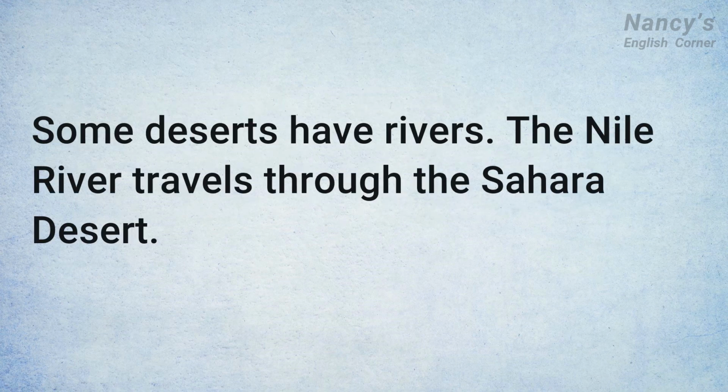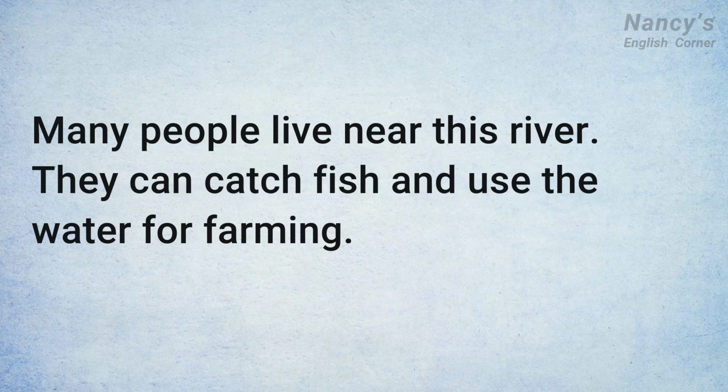Some deserts have rivers. The Nile River travels through the Sahara Desert. Many people live near this river. They can catch fish and use the water for farming.